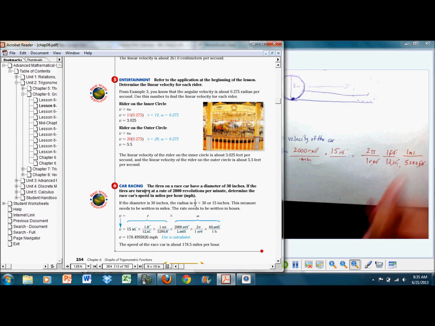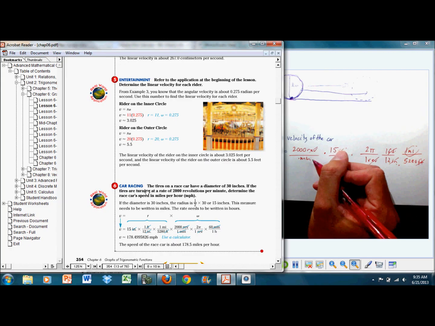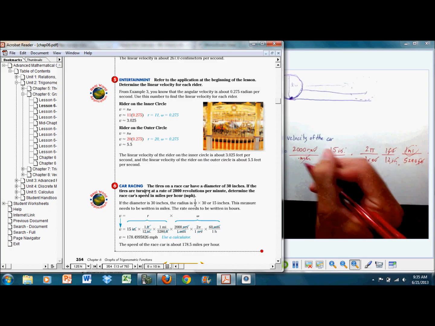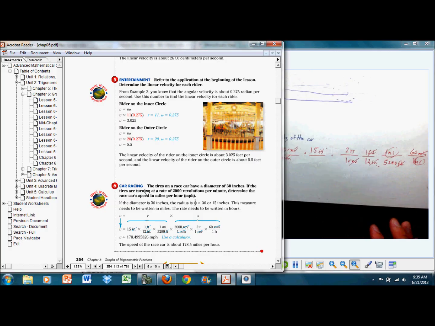So my feet cancel. And now I just have miles per minute, but I don't want miles per minute, I want miles per hour. So to cancel out minutes, there's 60 minutes in 1 hour. Okay, so the minutes canceled. And now my final answer is going to be in miles per hour. So I just have to do the computation. Okay, so let's do that now.